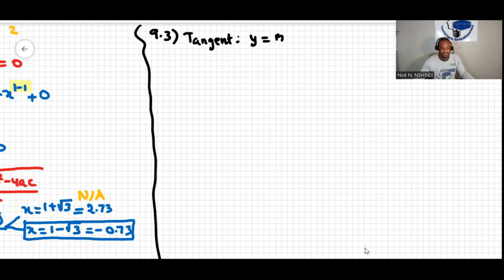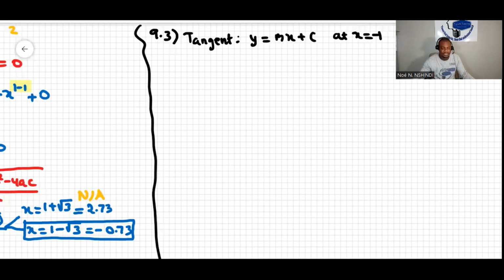It's of the form mx plus c, okay? So we're looking for the equation of the tangent at x equal to -1. Now, there is some information. We need to find the gradient of the tangent. Now m here, the gradient of the tangent, is the same thing as the derivative of the function f of x, okay?